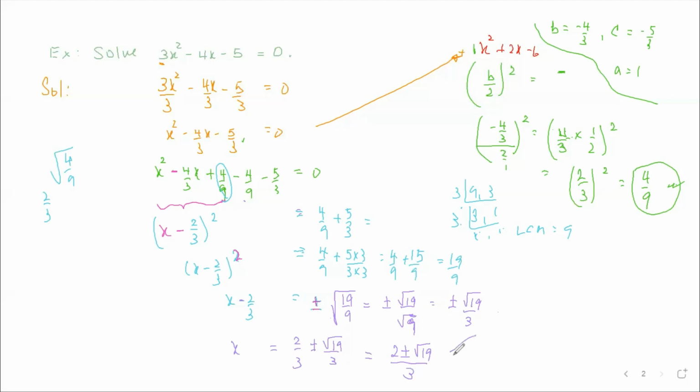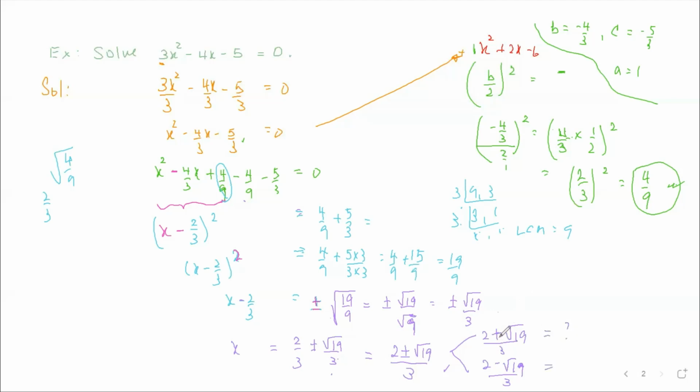So that means we have two roots, or two values of x. So the first one becomes 2 plus square root 19 over 3, and the other is 2 minus square root 19 over 3. You can leave it either way as the final answer, it is okay. Okay, so I think that's all.